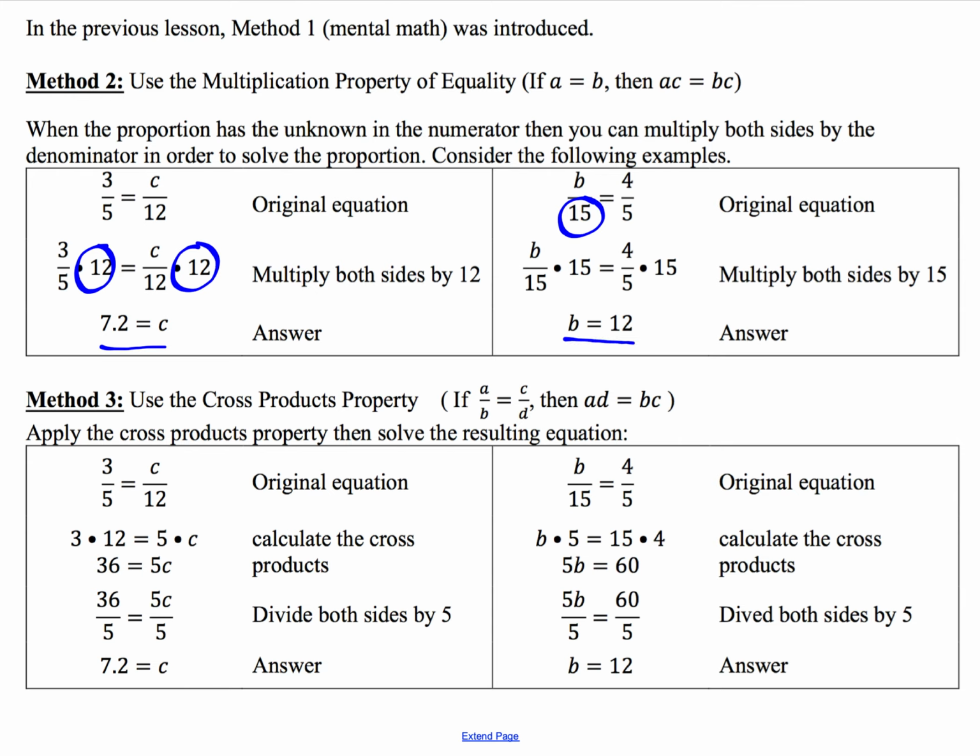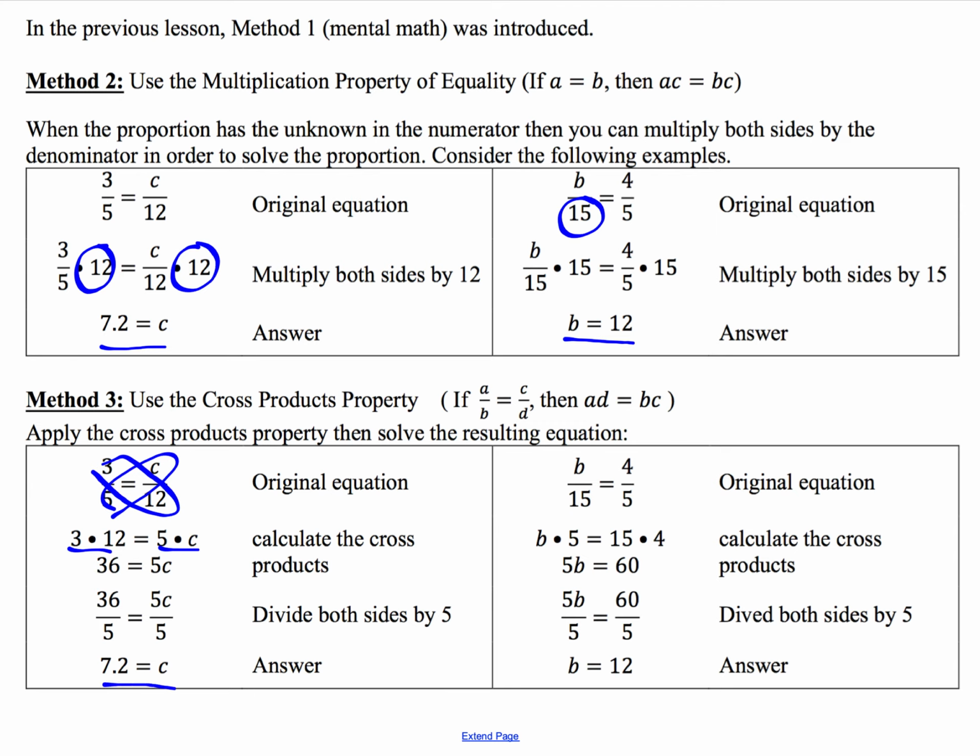Okay, method 3 is to use the cross products property. If A over B equals C over D, then AD equals BC. That's the cross products property. Apply the cross products property, then solve the resulting equation. So 3/5 equals C over 12. We do the cross products: 3 times 12 and 5 times C. That's 36 equals 5C. We divide both sides by 5 and we get our answer.